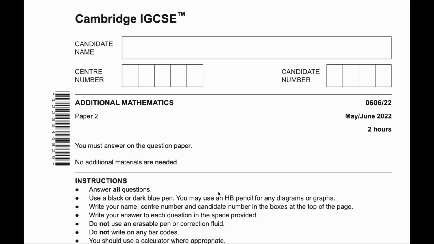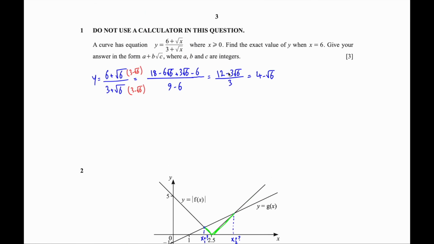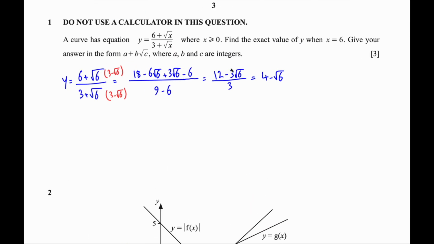The paper I've selected for today to go through with you guys is Add Math Paper 2 from the May-June session 2022. So without any further ado, let's go ahead and start with question number 1.